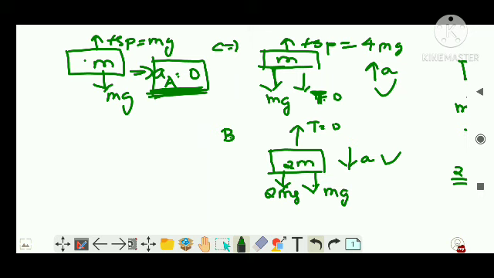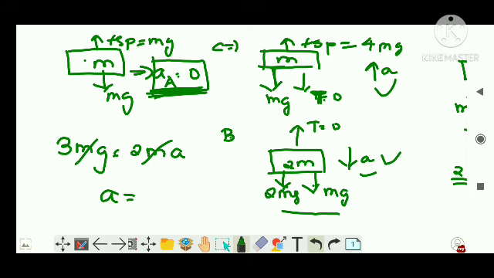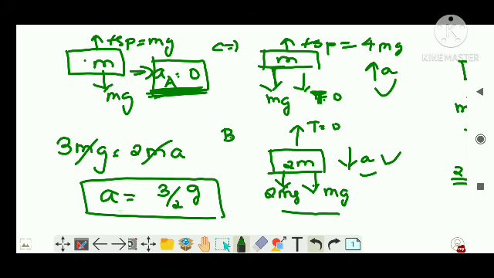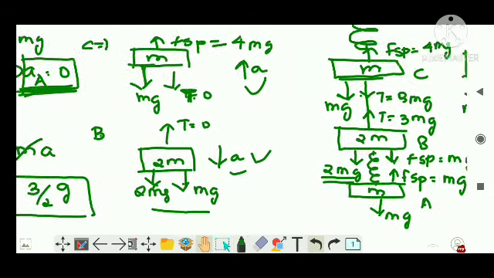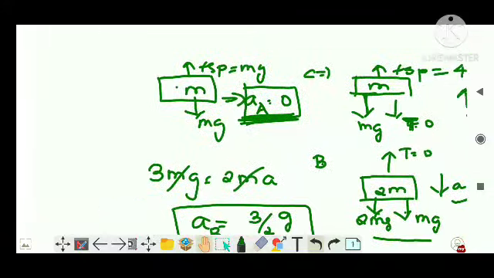Let's talk about acceleration of B. So I can write, see, in the downward direction there are two forces, which are 2 mg and mg. That is, I can write 3 mg is equal to 2m, mass into acceleration. Cancel m, and I can write 3 by 2 g is the acceleration of mass B. Clear? Right?